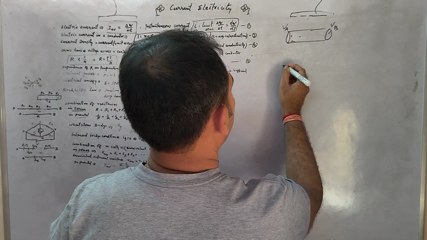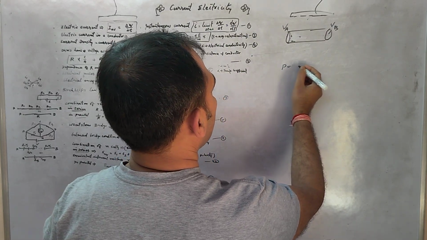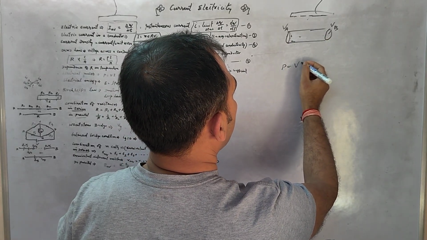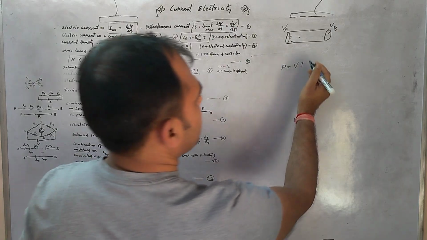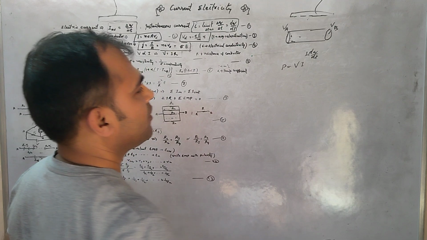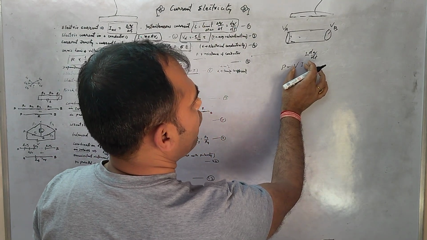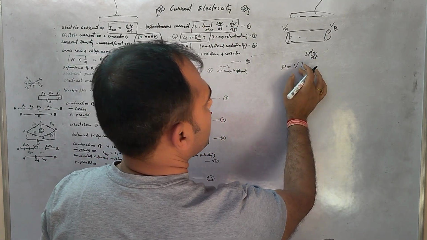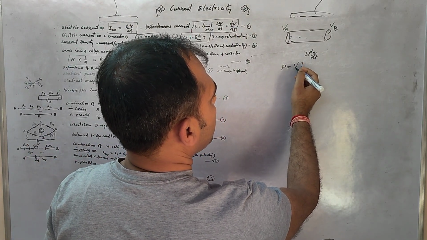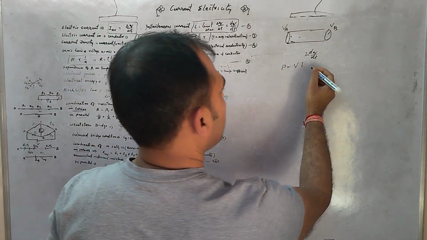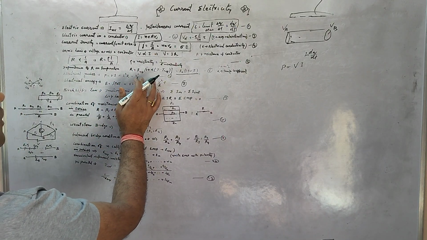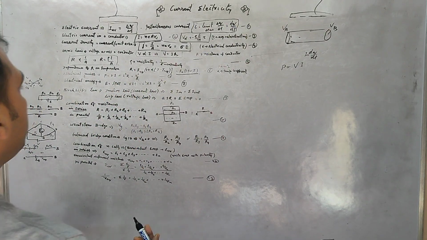Electrical power will be equal to V, the voltage across the conductor, into I. Basically, I is dq by dt, and V dq will be the work done per unit time by dt. So from here we find VI as the power. This can also be written as I square R, which equals V square by R. So this is the power.